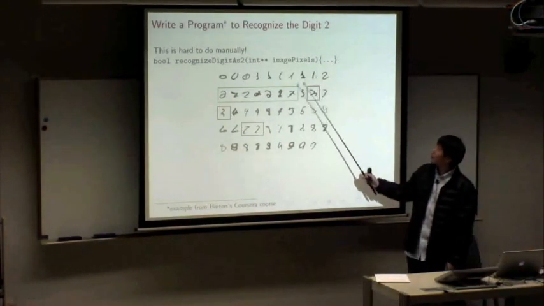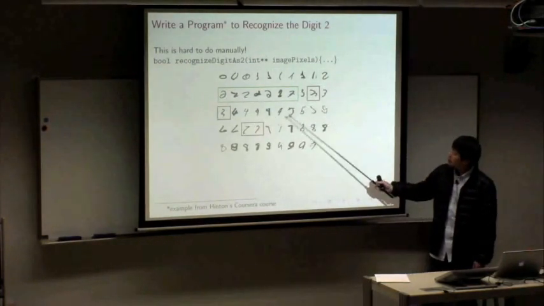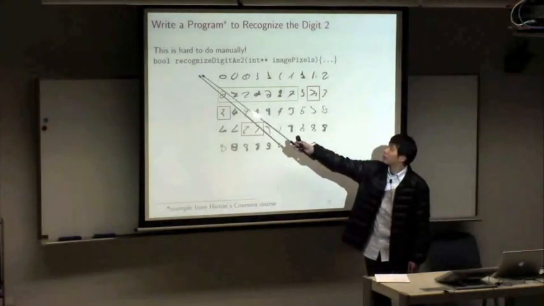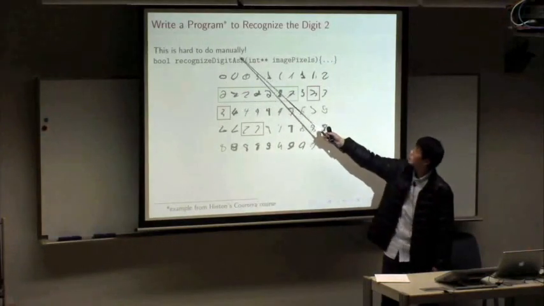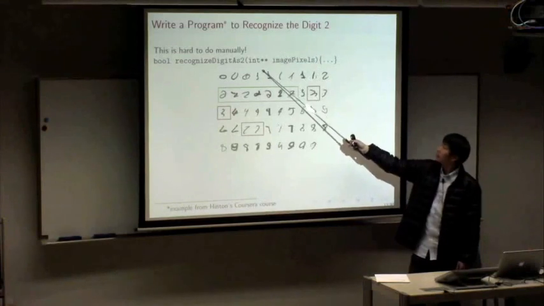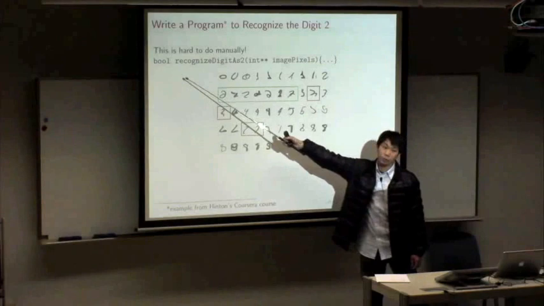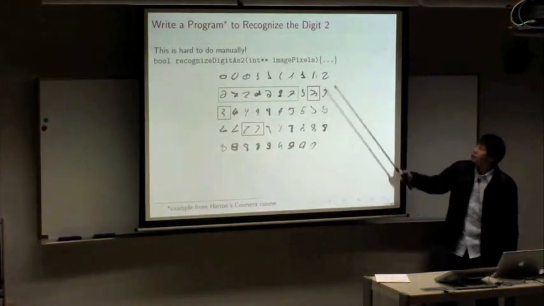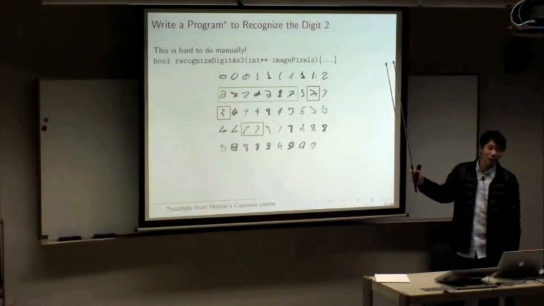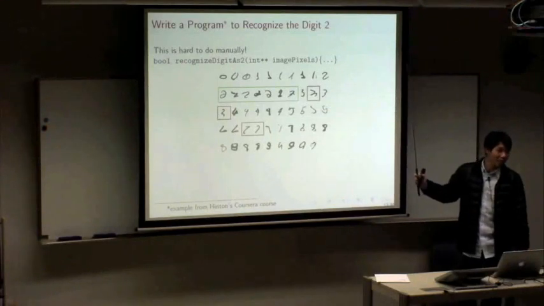Now, how do you recognize the digit 2? You can see these probably look like 2, but some are very difficult. Now, if you want to write a program to recognize this, you can think of a function, recognize digit as 2, that takes some image pixels, maybe a matrix, as input, and then does something and gives you a Boolean out. But how would you actually implement this function? Can anyone actually do this by hand? That seems very difficult, right?